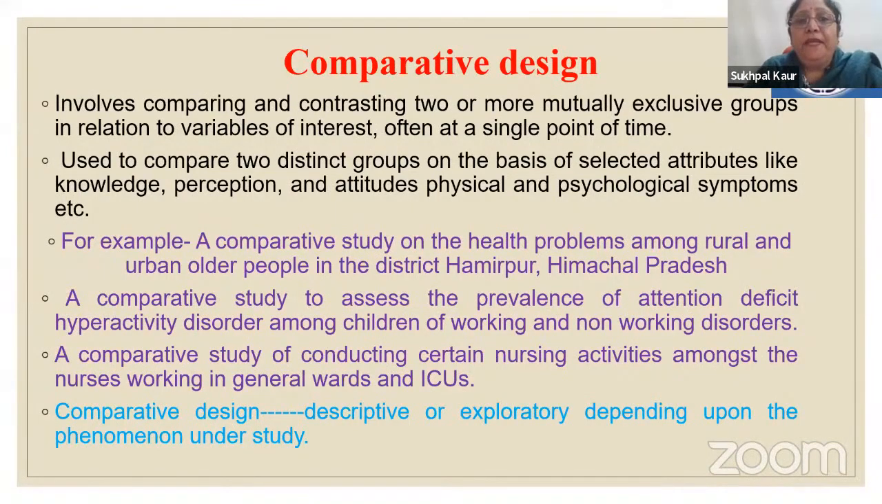It involves comparing and contrasting two or more mutually exclusive groups in relation to a variable of interest, often at a single point of time. So it is used to compare two distinct groups on the basis of a selected attribute. It can be knowledge, perception, attitude, physical and psychological symptoms. For example, a comparative study on the health problems among rural and urban older people in any of the districts can be carried out.